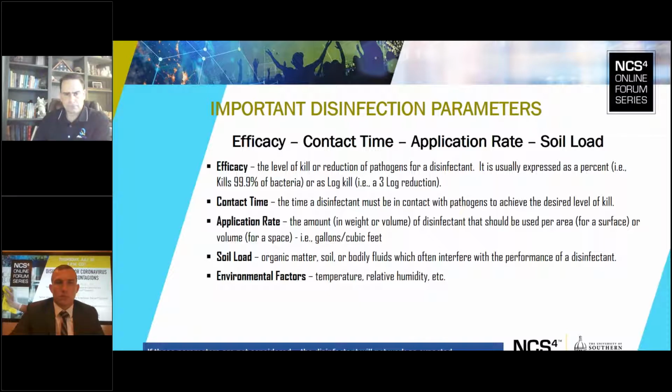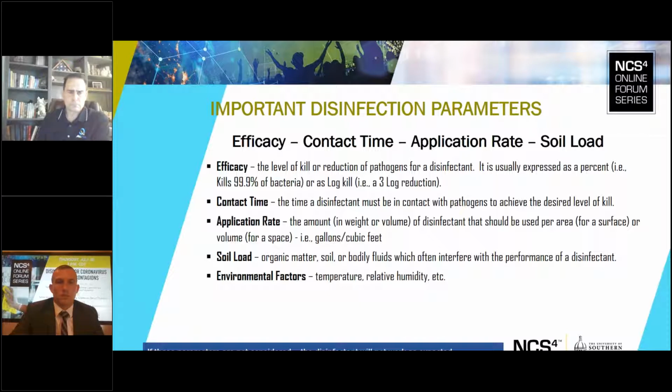Another important parameter is contact time. So all disinfectants have a contact time that they must be in contact with a pathogen to achieve the desired level of kill. So this is usually something between about 1 minute to 10 minutes. And it's important to note that if you use a disinfectant that say requires a 10-minute contact time, but you only have a 3-minute contact time, for example, you will often not get the desired level of kill.